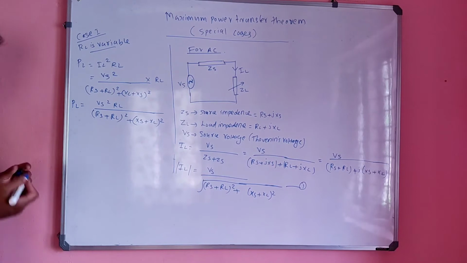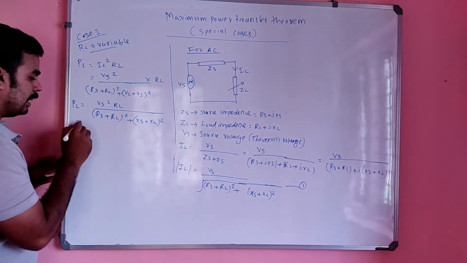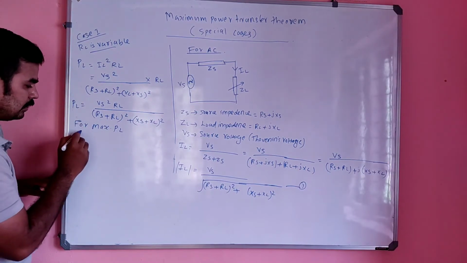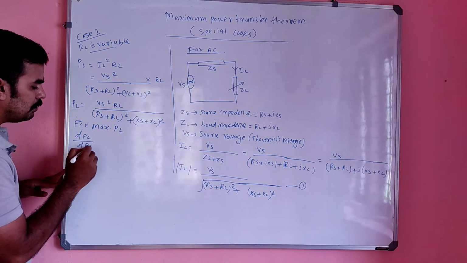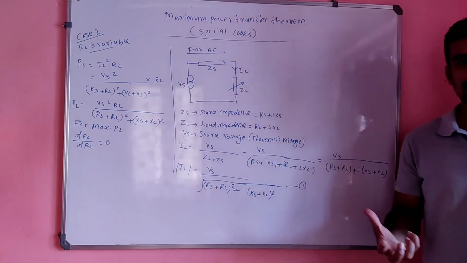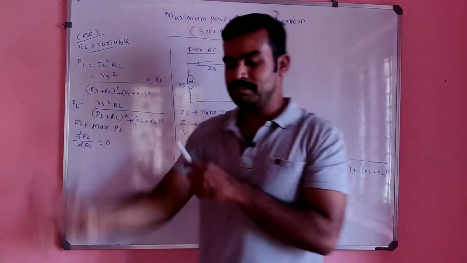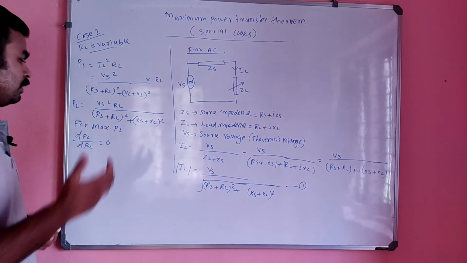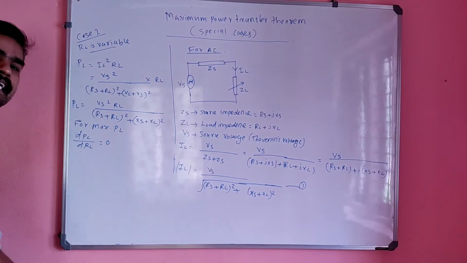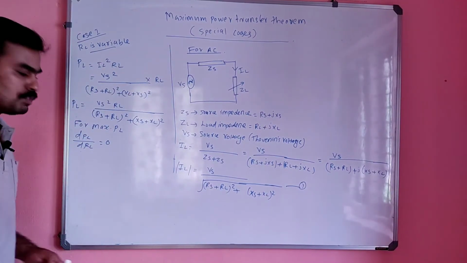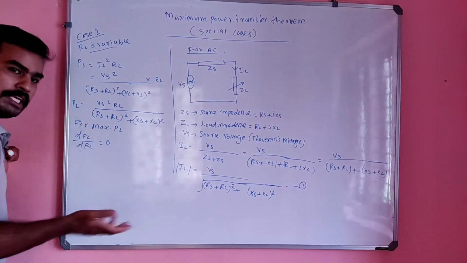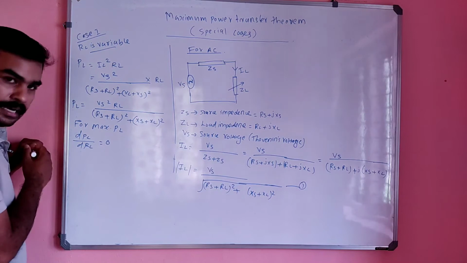For getting maximum PL, dPL by dRL will be equal to 0. For getting something maximum with respect to something, we do dPL by dRL equal to 0. Simple mathematics we already studied. In the DC maximum power transfer theorem we studied the same thing, so the same approach applies here.